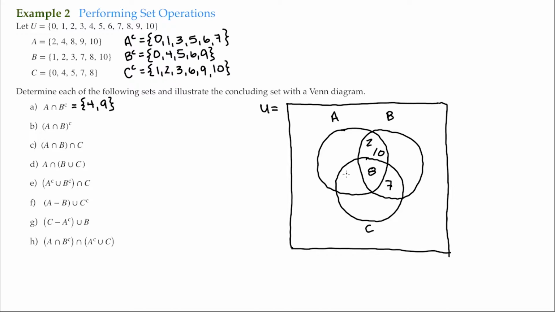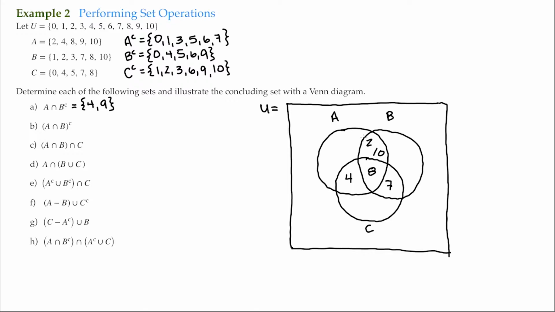I continue this with doing sets A and C. That's going to be this region right here. I've got a 4. And of course the 8, and that looks like it. So 8's already accounted for, so 4 is going to go right here. And there's the intersection of A and C.